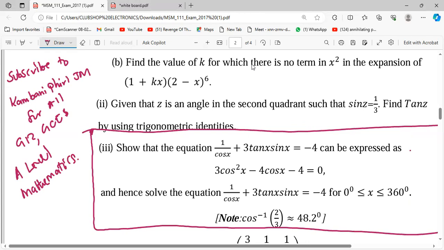So we are saying: show that the equation 1 over cos x plus 3 tan x sin x equal to negative 4 can be expressed as 3 cos squared x minus 4 cos x minus 4 equal to 0, and hence solve this equation. Okay, so what are we saying?